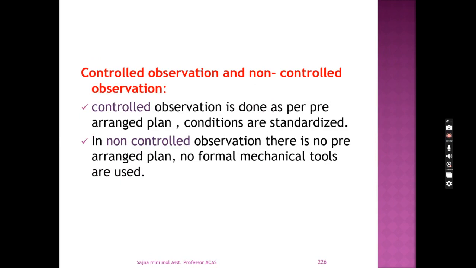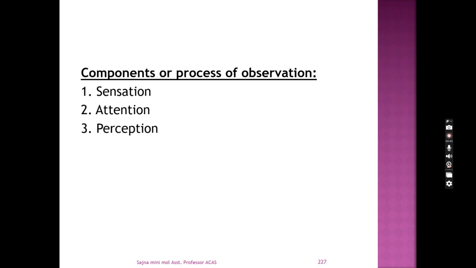Speaking about controlled observation and non-controlled observation, controlled observations are done as per pre-arranged plans, or as we said earlier, in a standardized form. It is not flexible. While speaking about non-controlled observation, there is no pre-arranged plan and no formal mechanical tools are used.